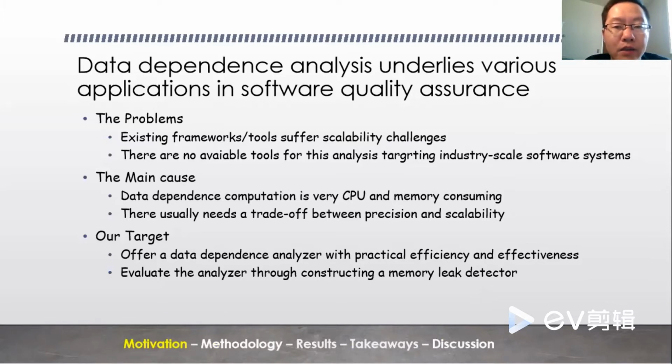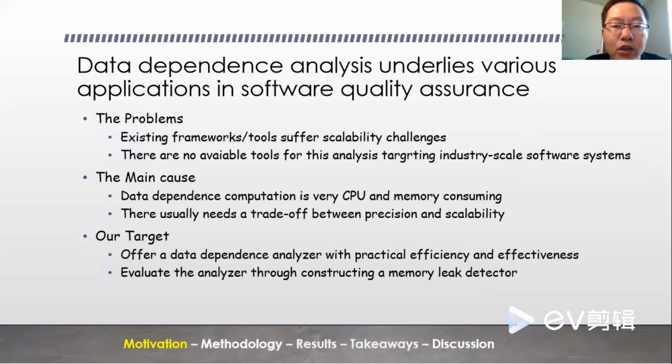A conservative static data difference analyzer contains features such as flow sensitivity, context sensitivity, field sensitivity, and so on. It will be very CPU and memory consuming if all these features are implemented in a tool. And this will seriously hamper its effective application in large industrial-scale software systems.